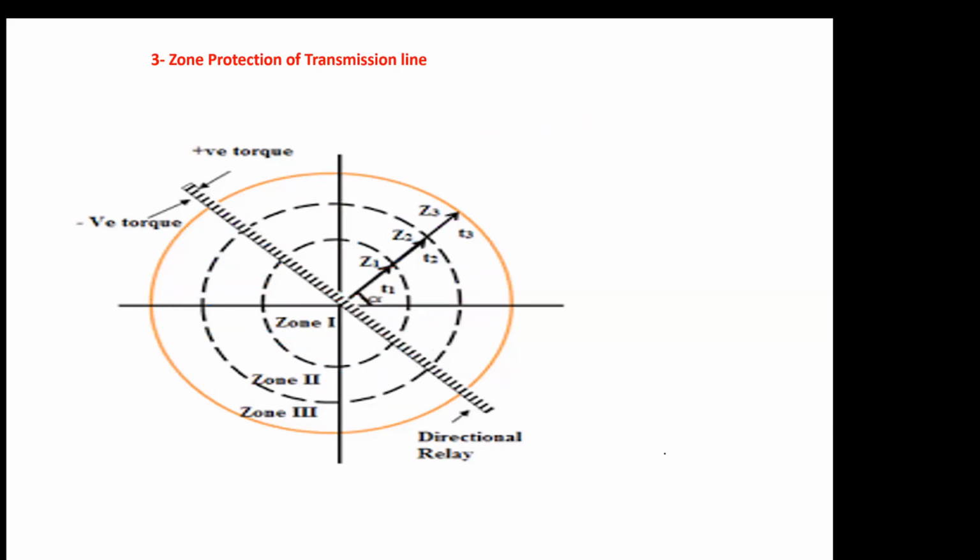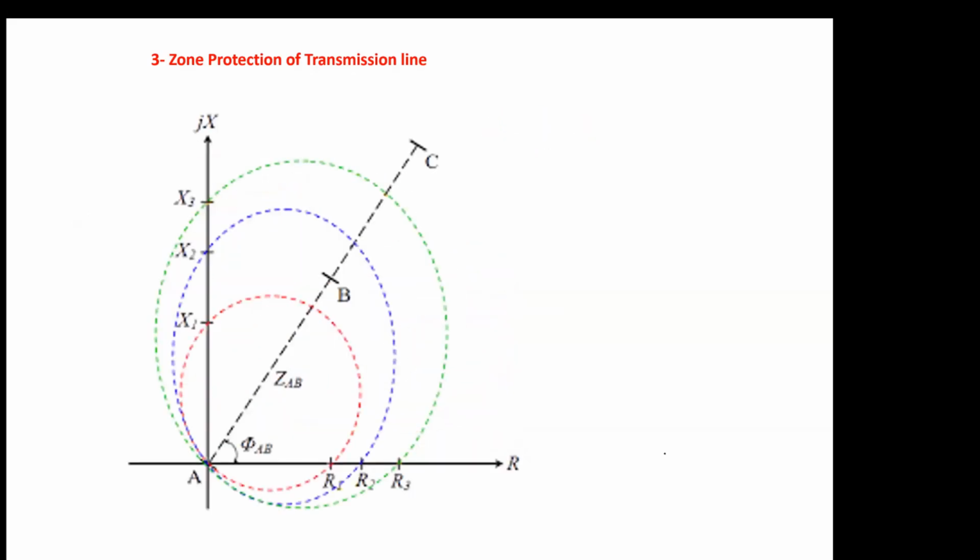Similarly, for the mho relay, you will have this one. Red is the high speed zone, blue is the medium speed, and green is the low speed. Understand?